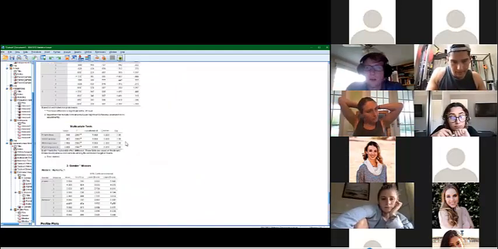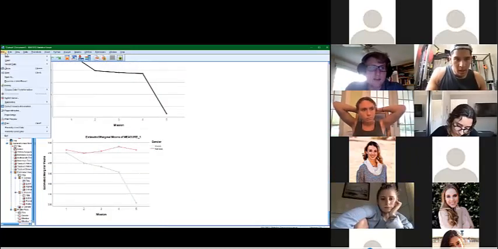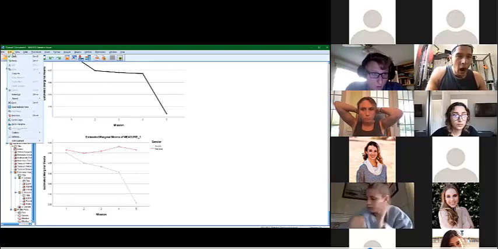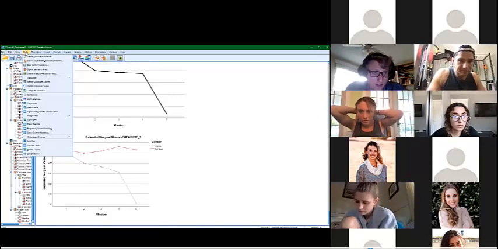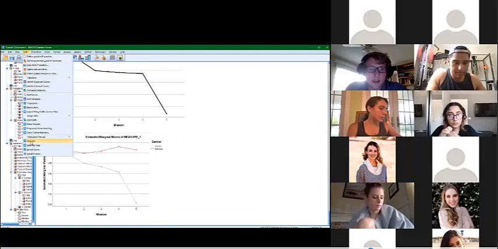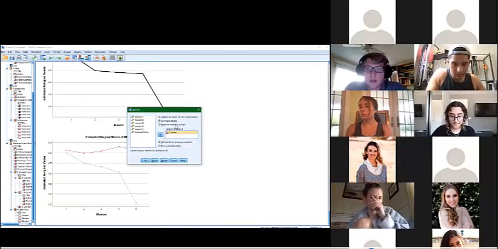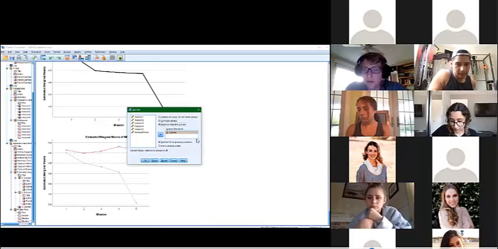Okay. So in order to be able to try to get simple effects, one of the ways that you can do it is the split file function. So it's here under data, the same place where we could define variable properties. We now have split file. Now in split file, we can compare groups by gender now, or organize the output by gender.